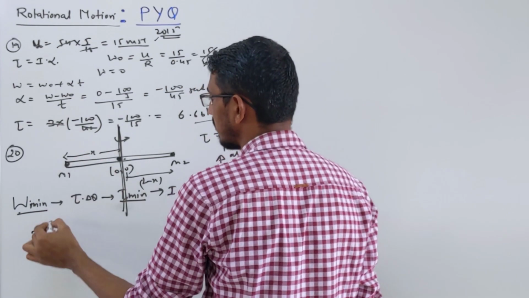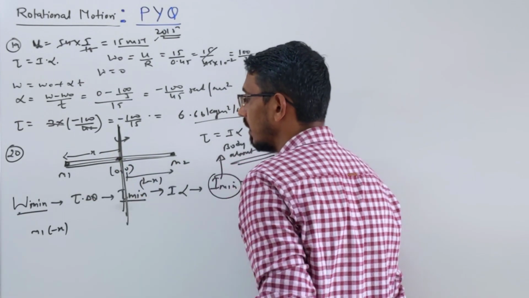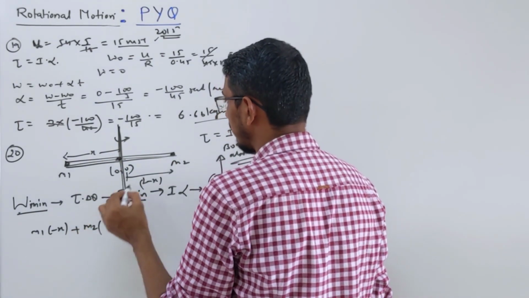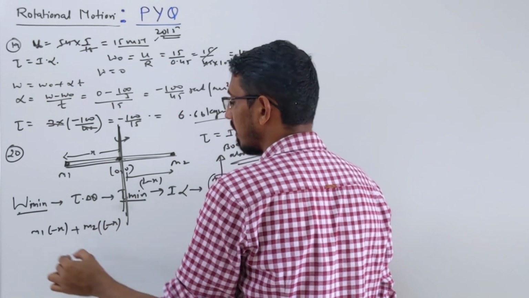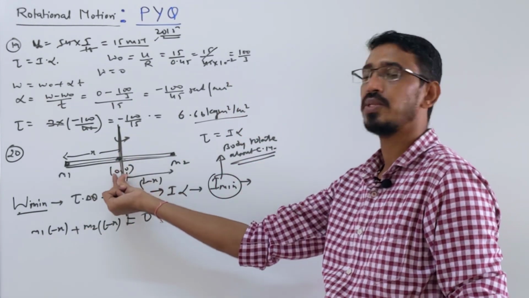With respect to this point, that distance will be negative, so minus x. This is the coordinate I am choosing here itself. This is your coordinate system. Plus M2, distance will become L minus x. So M1 times minus x plus M2 times (L minus x) should be equal to 0, because the center of mass coordinate we are calling 0.